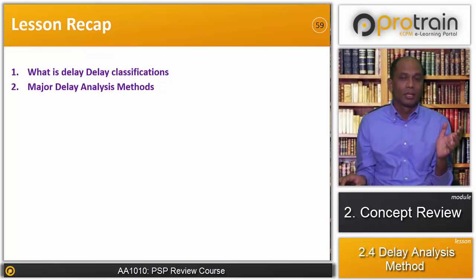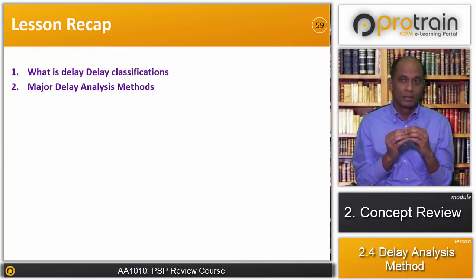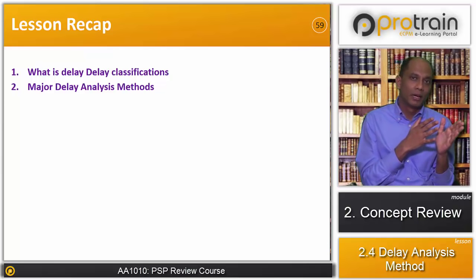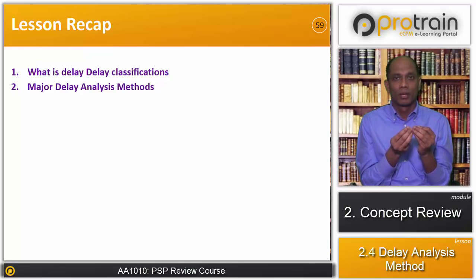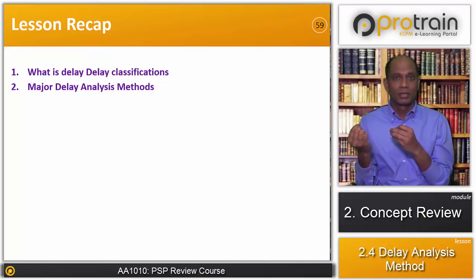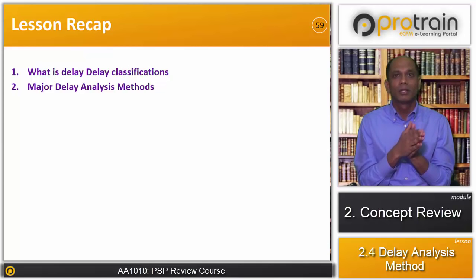Then we talked about 4 types of delay analysis methods. These were the impacted as-planned method, collapsed as-built method, as-planned versus as-built method, and time impact analysis method. We found that while the impacted as-planned method uses the baseline schedule, the collapsed as-built method uses the as-built schedule, whereas the time impact analysis method uses the schedule which is under progress. So with this, we complete this lecture.